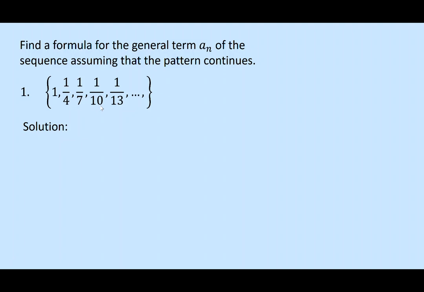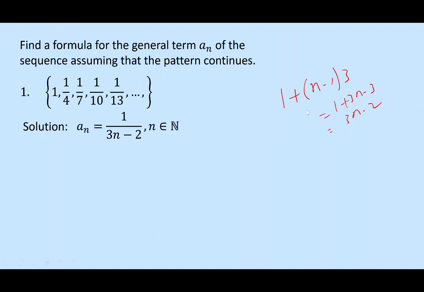What's the nth term of an arithmetic sequence? What's the formula? a plus the quantity n minus 1 times d. So a is 1 plus the quantity n minus 1 times d, which is 3. So this is 1 plus 3n minus 3, which is nothing but 3n minus 2. Right? So we have a sub n is equal to 1 over 3n minus 2.